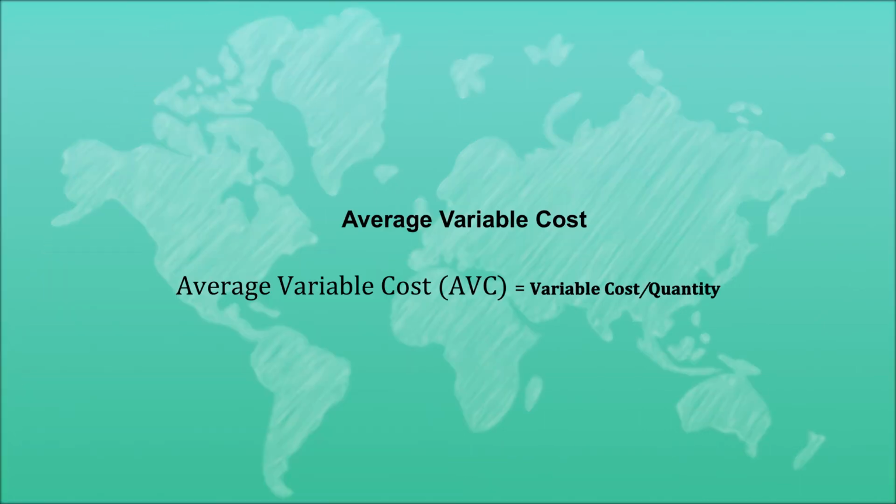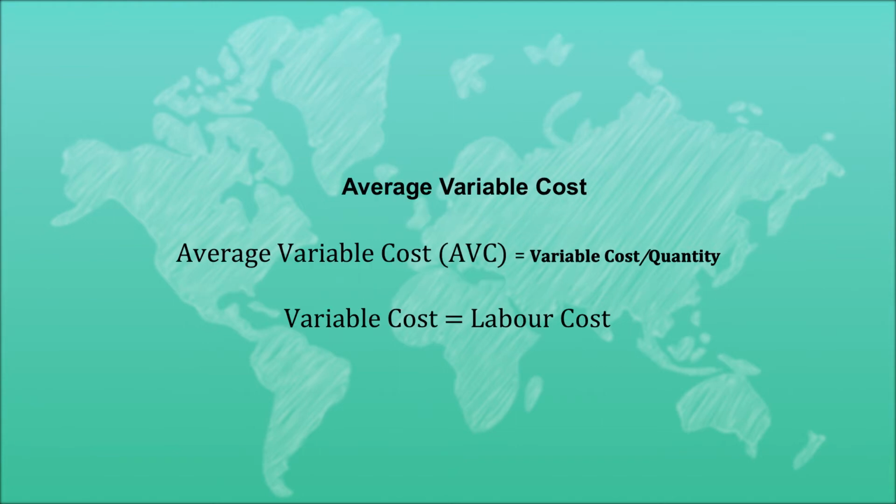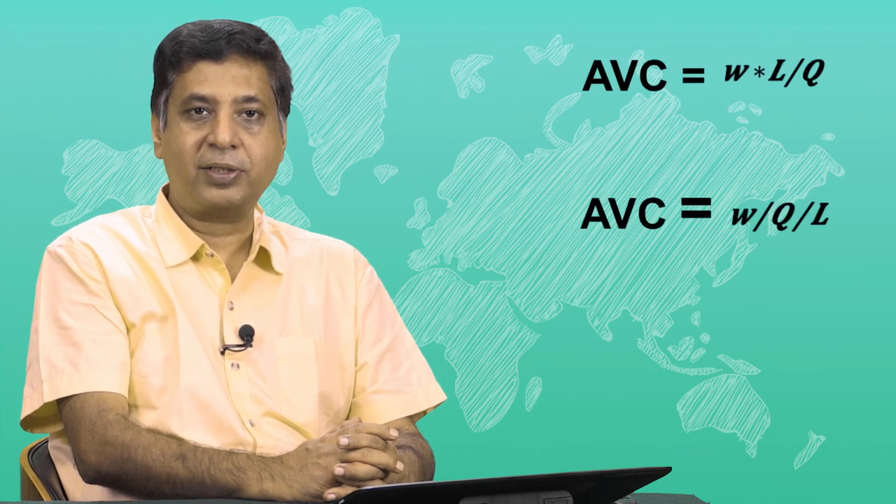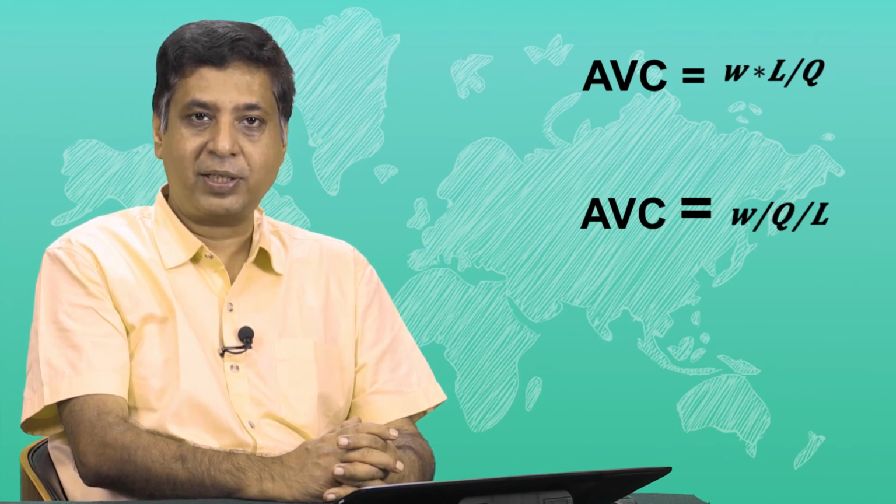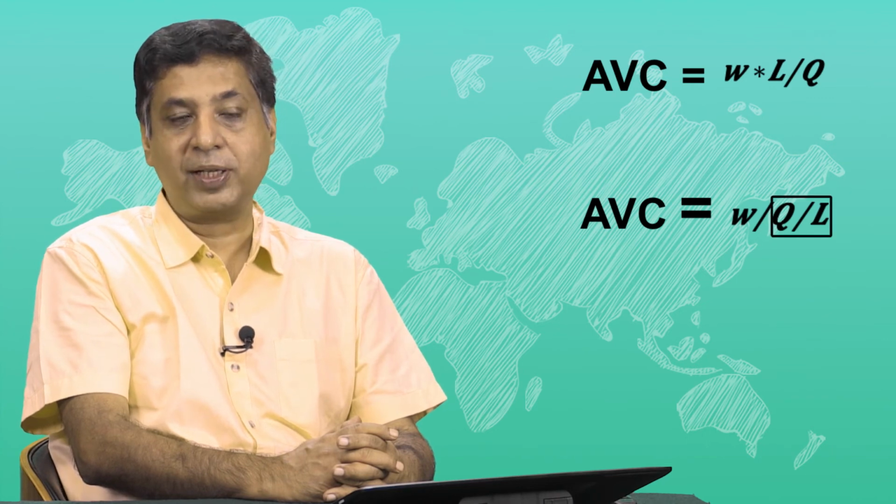So, let's then look at average variable cost. Average variable cost is variable cost divided by quantity. Variable cost in turn is just labor cost. So, average variable cost is equal to W into L divided by Q, which I can write as W divided by Q by L. What is Q by L?